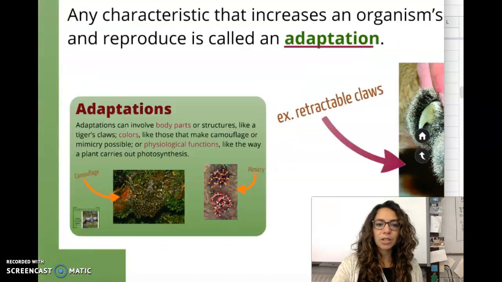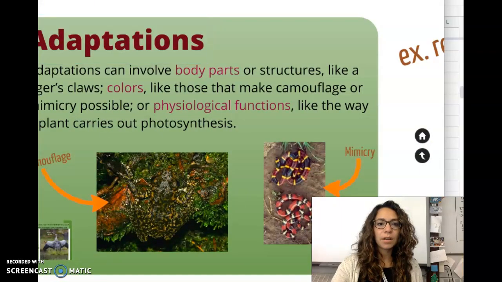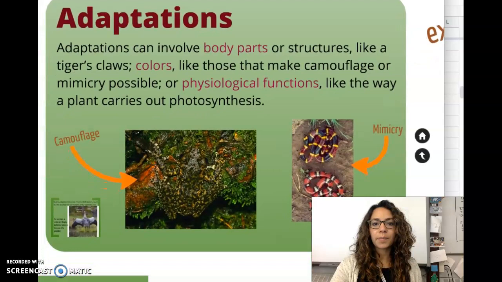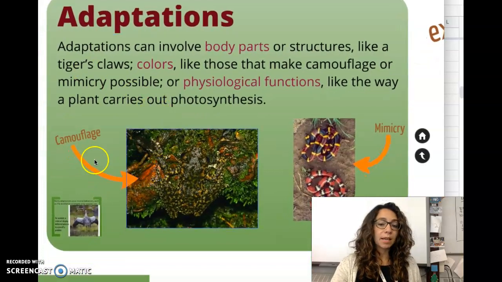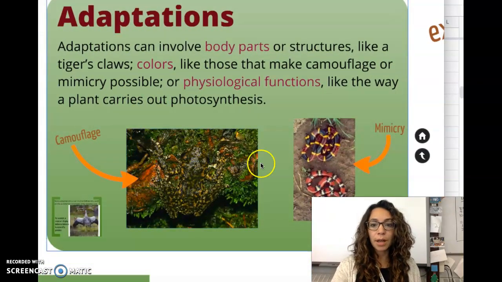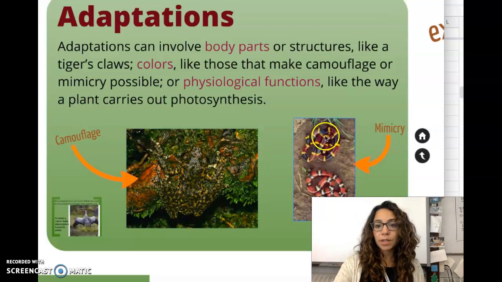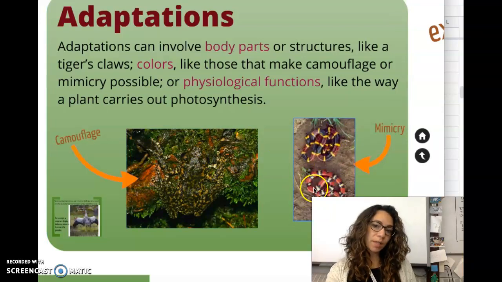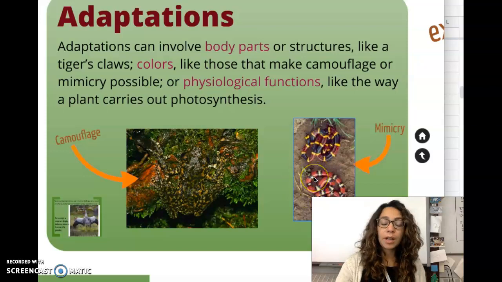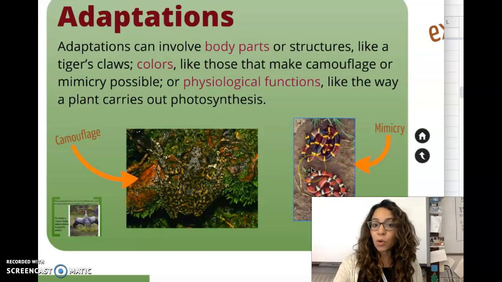Some other adaptations we can take a look at here are things like color, camouflage, and mimicry. So this snake is poisonous while this one is not, so they mimic each other so that predators don't want to eat them.